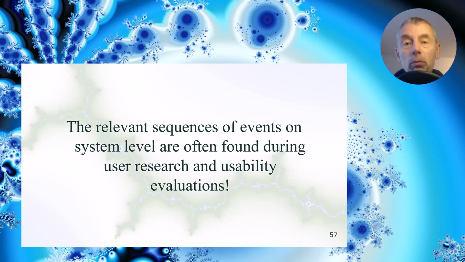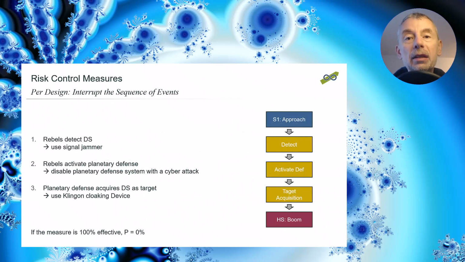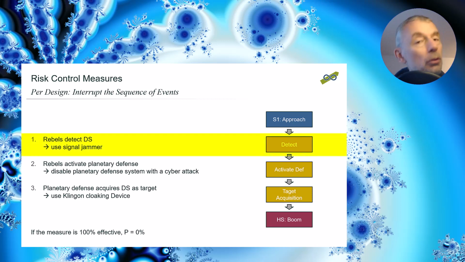So now going a bit more into details, we have our situation, the sequence of events. Now, what can you do about it? Because, well, only complaining is kind of no fun. So let's look. First step, well, detection of the Death Star. You may remember the movie. You can use a signal jammer.